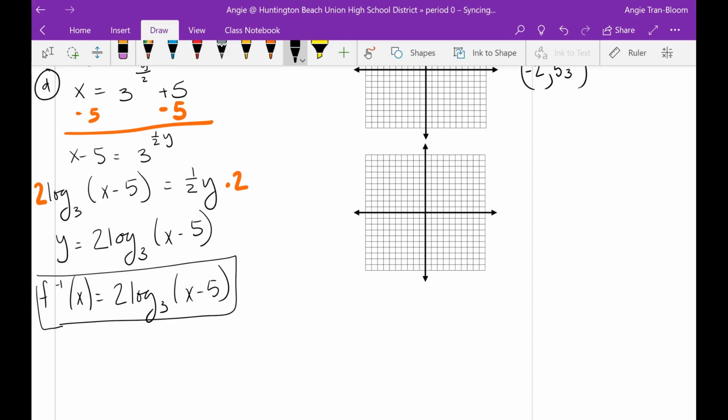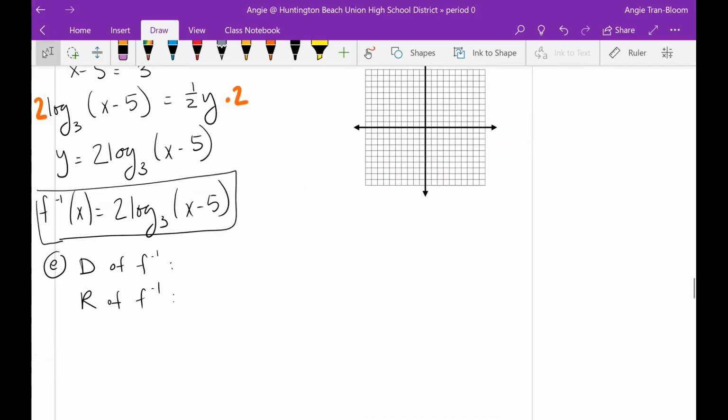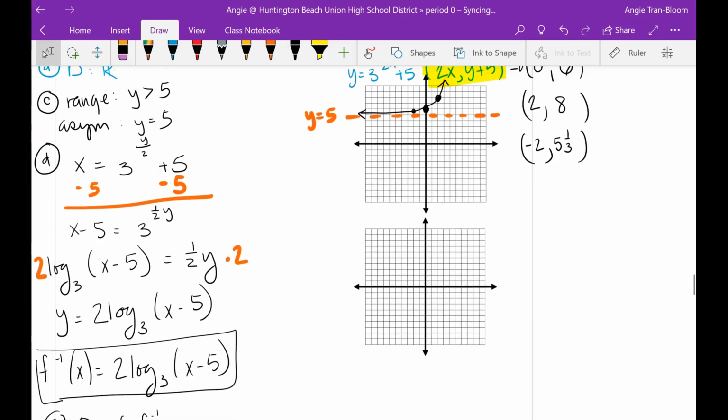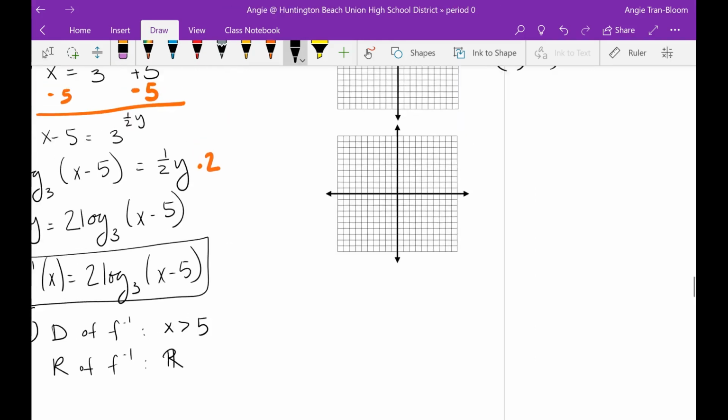Part E says, hey, give me the domain and range of the inverse. I'm going to go look at my domain and range of the regular. Domain of the regular is all real. That means the range of the inverse is all real. Range of the regular is greater than 5. That means the domain of the inverse is greater than 5, right? Easy peasy.